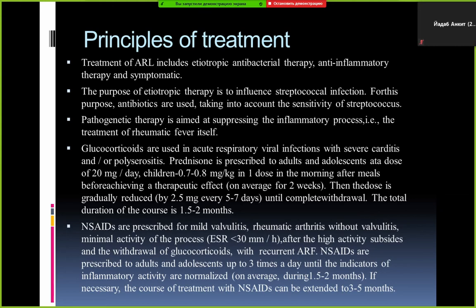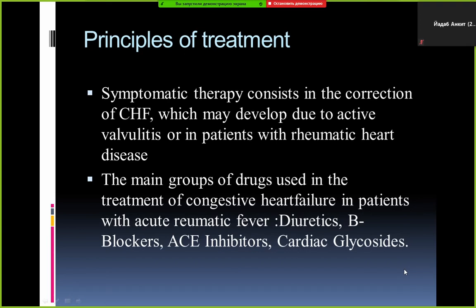Pathogenetic or anti-inflammatory therapy includes applying of glucocorticosteroids and/or non-steroid anti-inflammatory drugs. The duration of therapy is from 1 month up to 5 months. And symptomatic therapy includes therapy of chronic heart failure. So we may use such drugs as diuretics, beta blockers, angiotensin inhibitors, and cardiac glycosides.